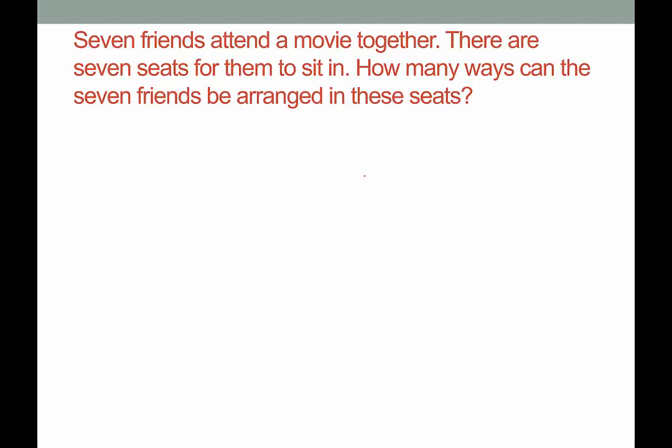Another application of factorials: 7 friends attend a movie together. There are 7 seats for them to sit in. How many ways can the 7 friends be arranged in these seats? So again, we have 1, 2, 3, 4, 5, 6, 7. 7 possibilities for the first seat, but once somebody's sitting, there's only 6 possibilities for the seat next to them, and then 5, and then 4, 3, 2, 1.